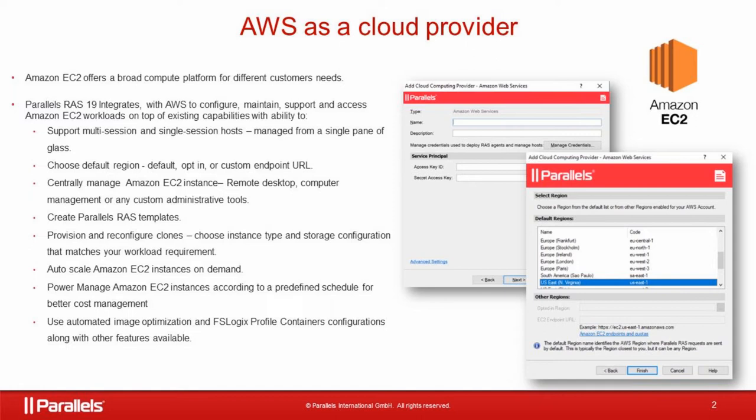And set up schedules to power on and power off EC2 instances, according to a predefined schedule, for better cost management. Automated image optimization and FSLogix profile containers, along with other already built-in Parallels RAS features, are also available to be used with the newly integrated AWS cloud platform.